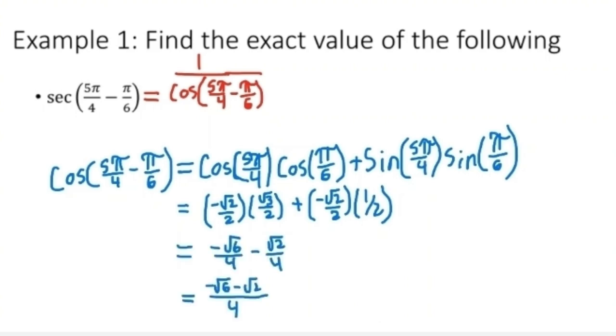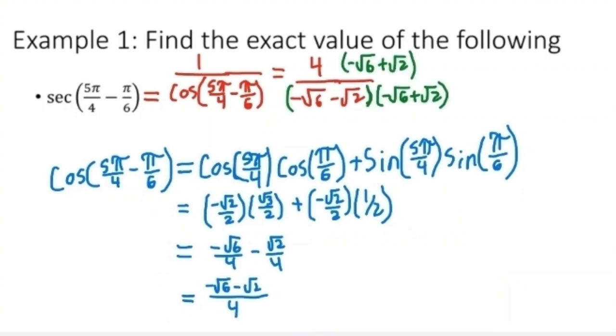Since we know the exact value of cosine 5 pi over 4 minus pi over 6, the reciprocal of our answer will be the value of secant 5 pi over 4 minus pi over 6. The reciprocal of negative root 6 minus root 2 over 4 will be 4 over negative root 6 minus root 2. From there, we can rationalize by multiplying the numerator and denominator by the conjugate of the denominator, which would be negative root 6 plus root 2.